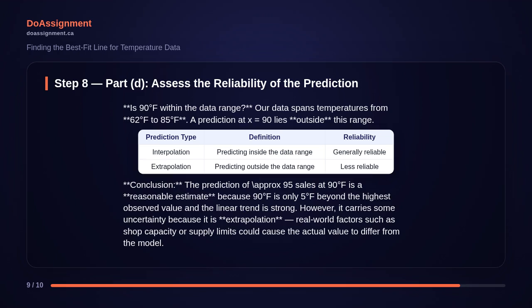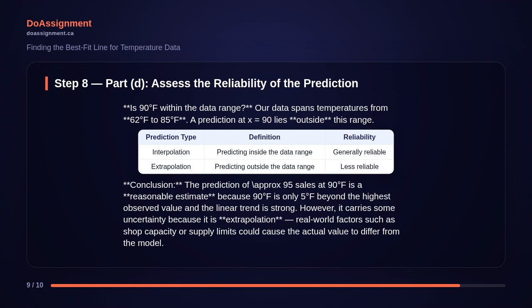For part D, we check whether 90 degrees falls inside our data range. Our temperatures go from 62 to 85 degrees, so 90 is just outside the range. When we predict outside the data, it is called extrapolation, and it is less reliable than predicting inside the range, which is called interpolation. Our prediction of about 95 sales is still reasonable because 90 degrees is only 5 degrees beyond the last observation, and the trend looks very linear.